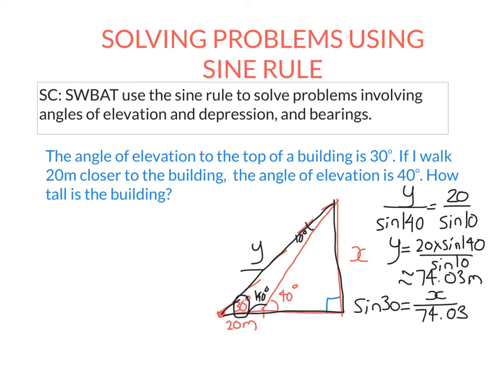So when the thing you want to find is on top, you times. So x will be 74.03 times sine 30. And that gives you approximately 37 meters to the nearest meter. So the building is about 37 meters tall, and that's all there is to it.